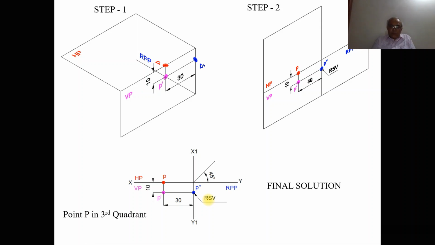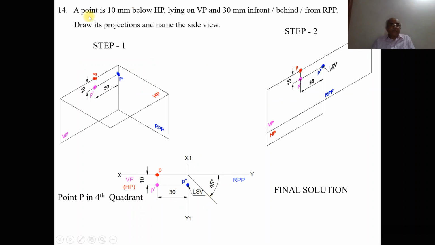Now we are going to try to solve the problem in the fourth quadrant. When you take up the fourth quadrant, it will be 10 mm below HP and lying on VP. Since it is in front of VP, obviously it should be 30 mm in front of RPP. In front of RPP comes into the picture only when I look from the left side view.